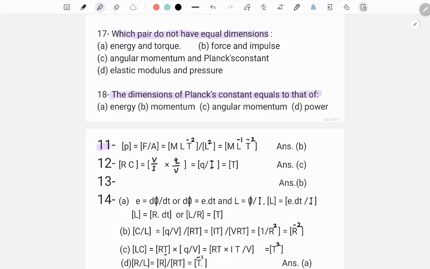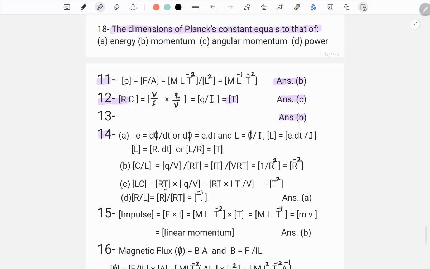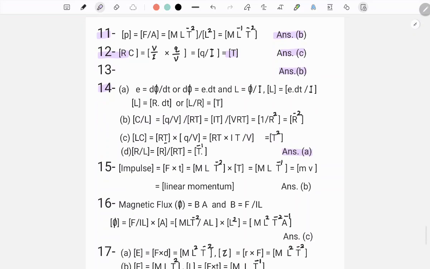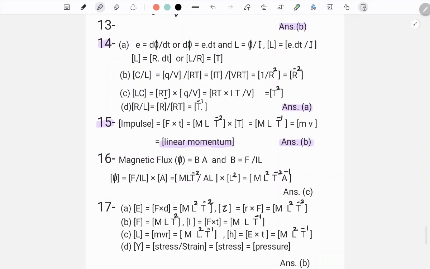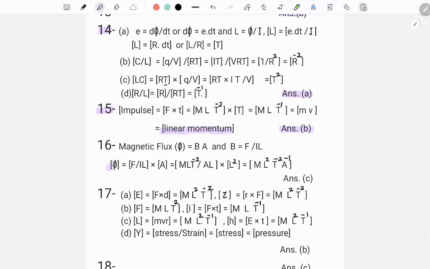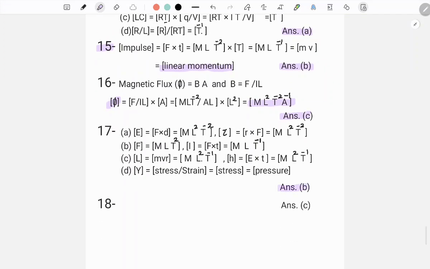Solution. 11th answer is B. Dimension of RC is T. Answer is C. 13th answer is B. 14th answer is A. 15th, dimensions of impulse are equal to dimensions of linear momentum. Answer is B. Dimensions of magnetic flux are ML square T to the power minus 2 A to the power minus 1. Answer is C. 17 answer is B and 18 answer is C.